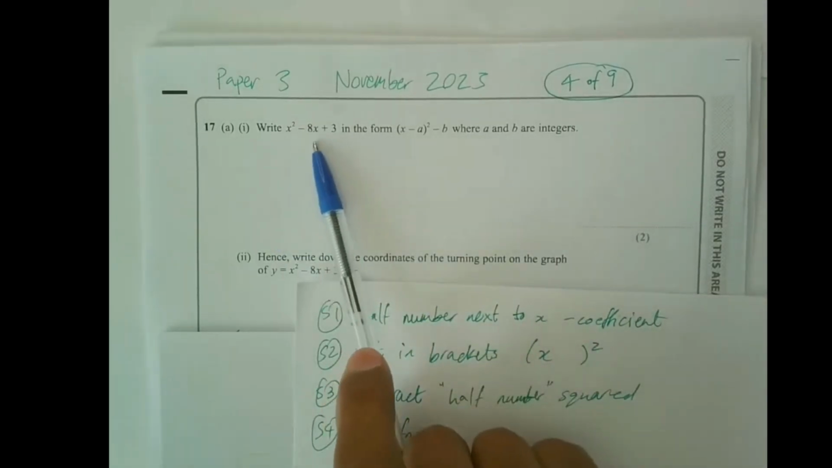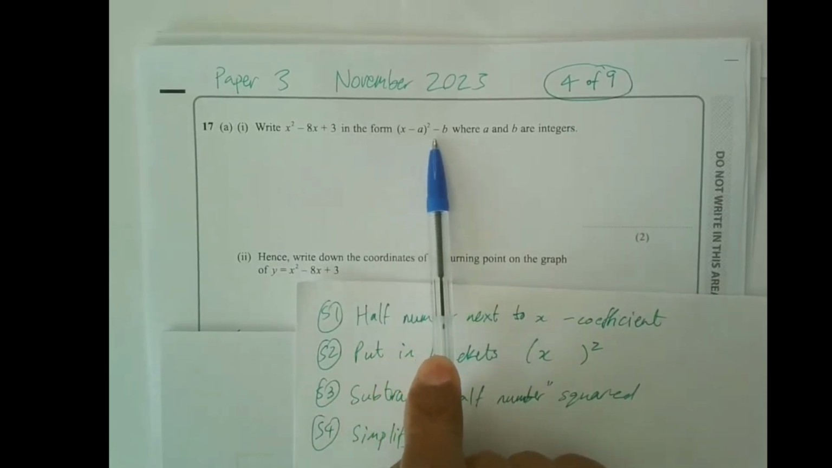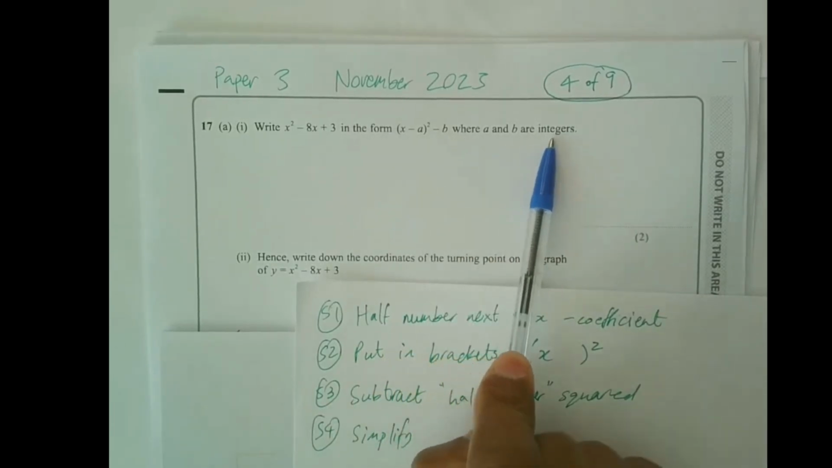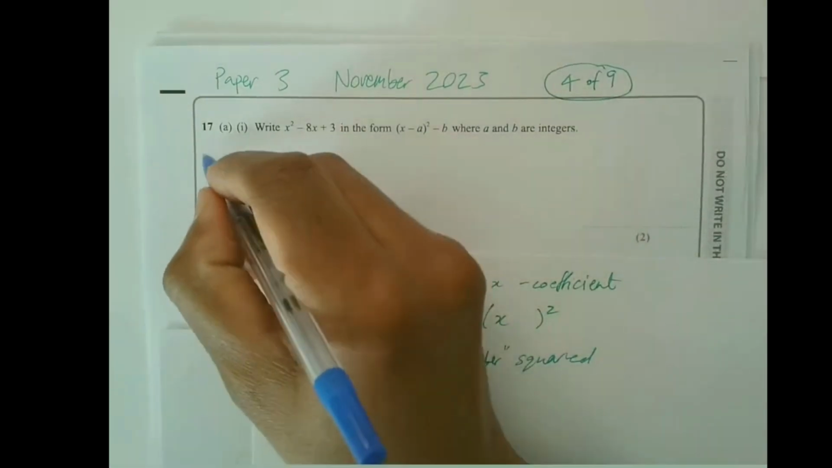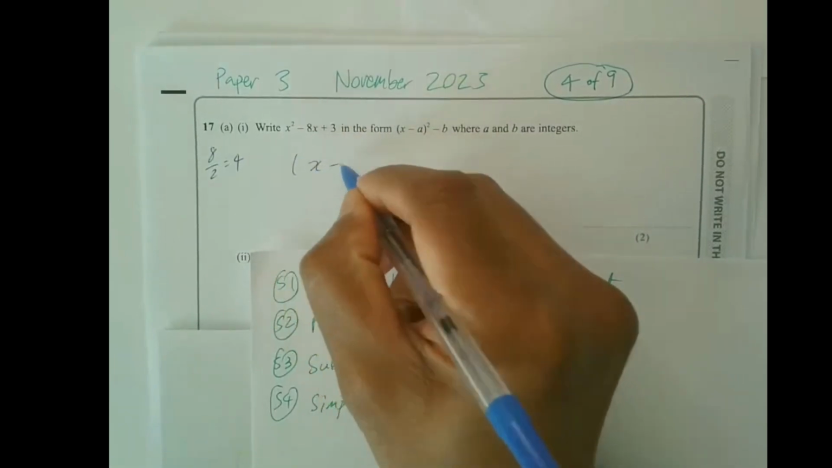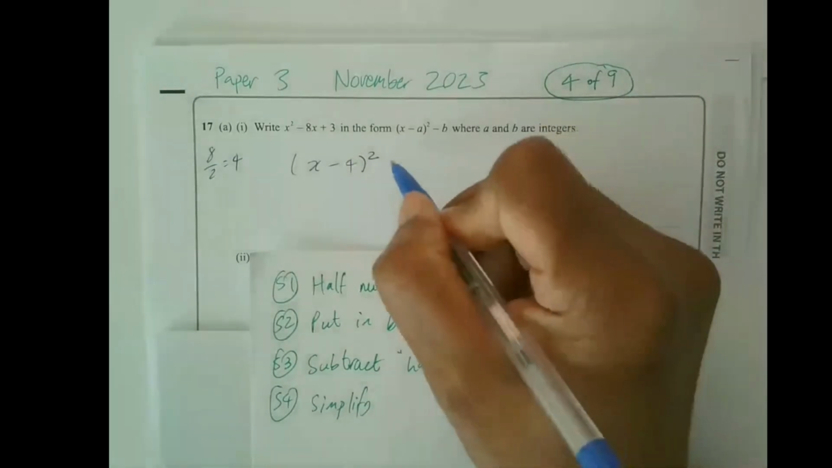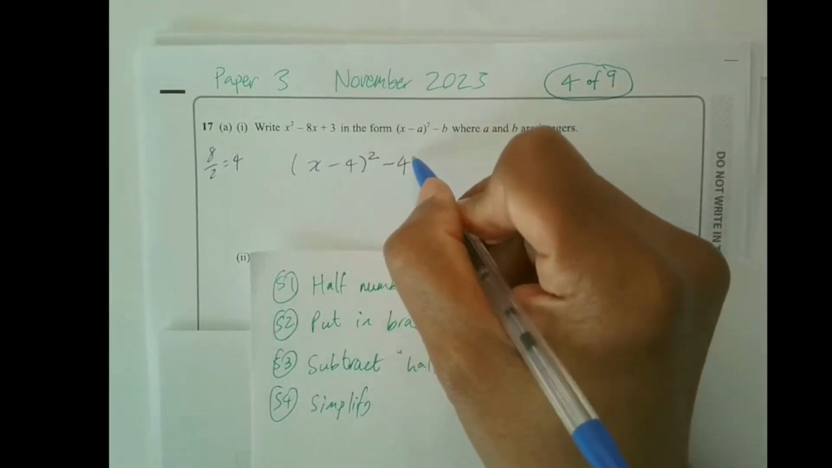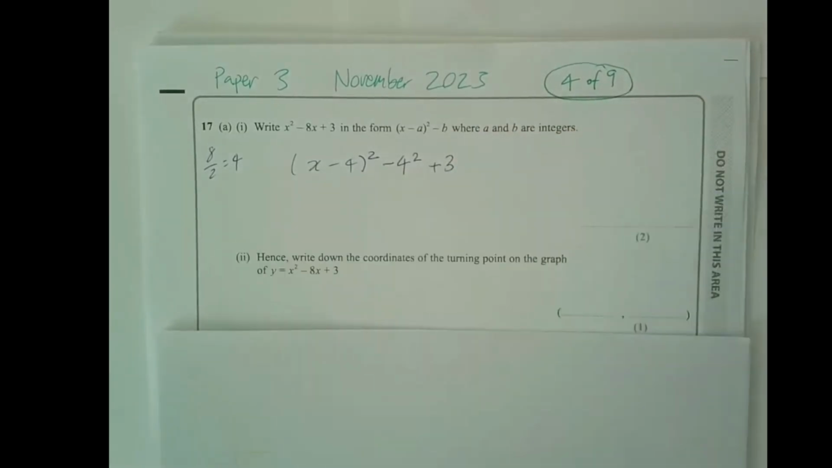Write x squared take away 8x plus 3 in the form x take away a all squared take away b, where a and b are integers. So we are completing the square. So step 1, half the number next to x, or the coefficient of x. So 8 divided by 2 equals 4. So this now becomes x minus 4 all squared. The number I've just taken out, I subtract that squared, and then I follow through. And then I just simplify.